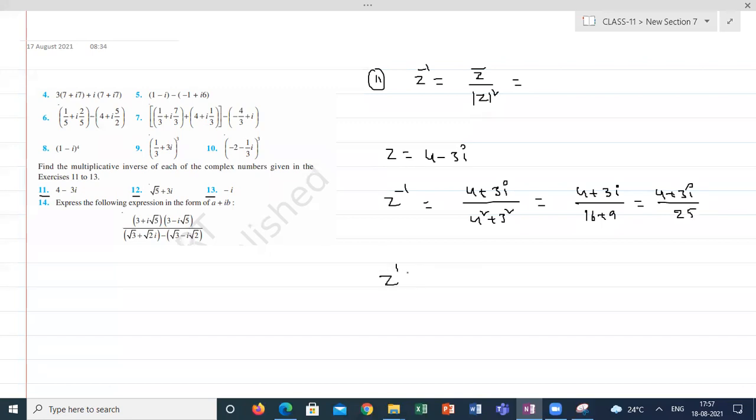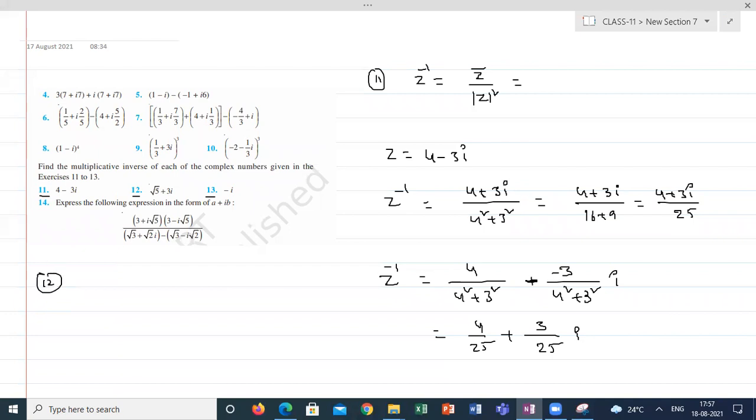Or Z inverse can be written as 4 by 4 square plus 3 square plus 3 by 4 square plus 3 square into i. It's the direct one. So 4 by, minus of minus 3. Okay, sir, because it's already given minus. Yes, sir, minus. So 3 by 25 i. Now taking the 12th one.